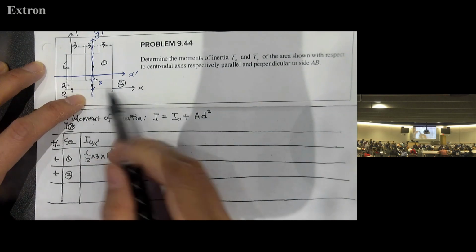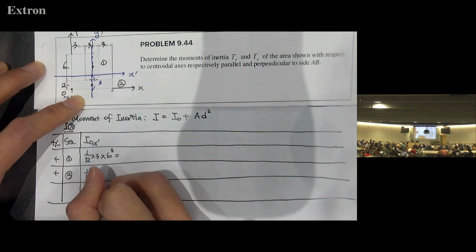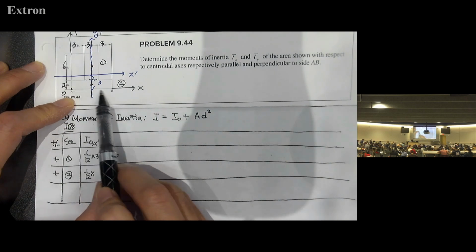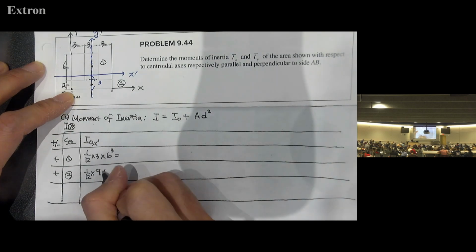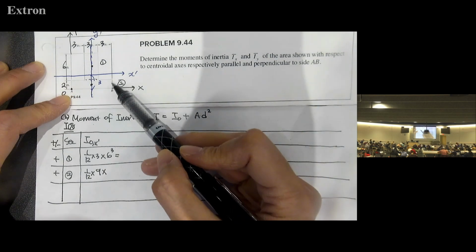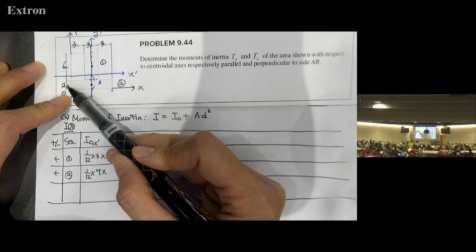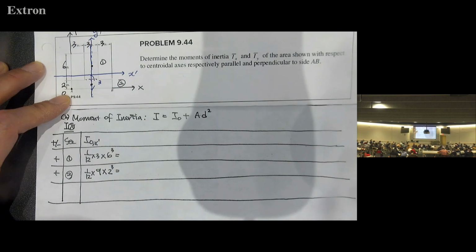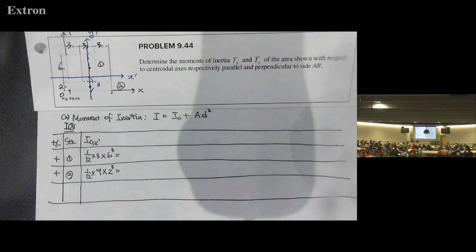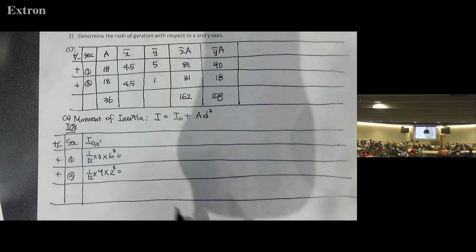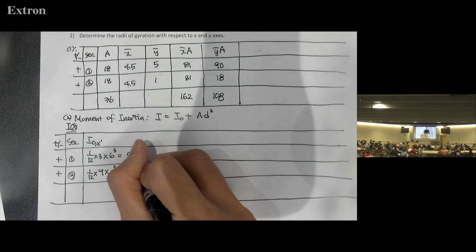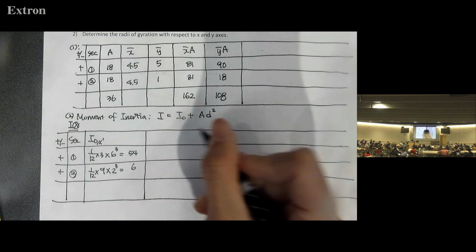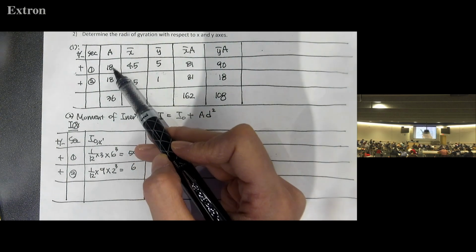And then the second one, 1 over 12, and now what is the base? 9, yes. And then what is the height? 2, right? 2 cubed. Okay, so for this, I give you the number. So this is 54 and this is 6. And we already calculated the area, so area is 18.